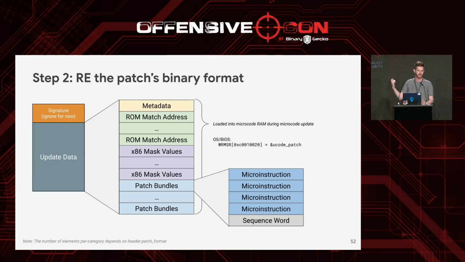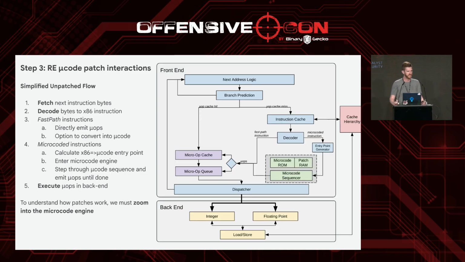And then each of these quads is also paired with a sequence word, which basically instructs the microcode engine what to do next. And you'll see more about that. So next, we need to understand how the microcode interacts with the rest of the system. This is a more detailed view of what Eduardo showed before. This is a detailed but also simplified view of the Zen CPU architecture.